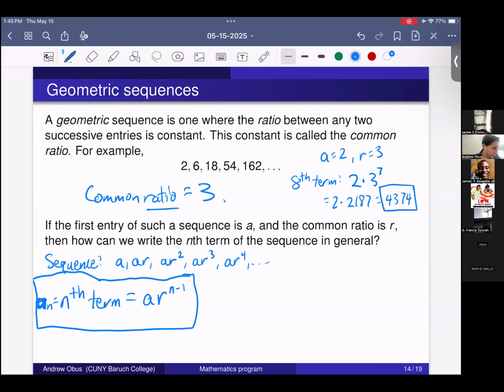So we would have to really count, let's see what happens. 162. Next, you get 486. Keep multiplying by 3. 486 times 3 is 1458. And then if you multiply this by 3, you should exactly get 4374. That's going to be the 8th term here. Okay, but you can calculate it by just 2 times 3 to the 7th.